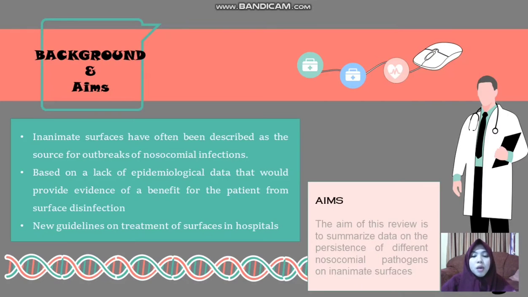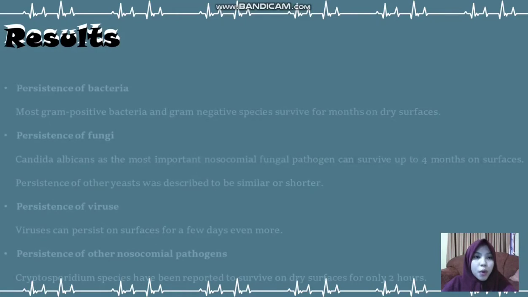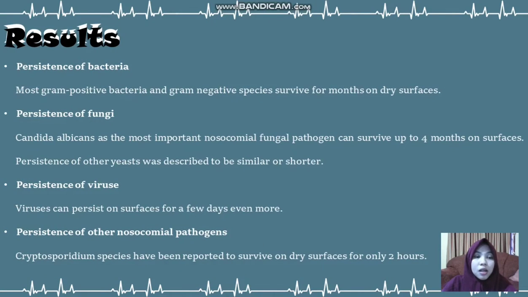Aims. The aim of this review is to summarize data on the persistence of different nosocomial pathogens on inanimate surfaces. Result. In the result, there are 4 points: persistence of bacteria, persistence of fungi, persistence of virus, and persistence of other nosocomial pathogens.